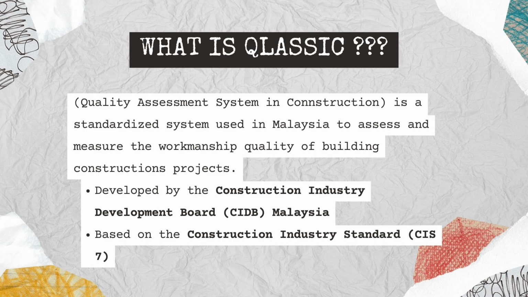So for today, we are going to present about our Qlassic assessment. Firstly, what is the meaning of Qlassic? Qlassic stands for Quality Assessment System in Construction. It's a standardized system used in Malaysia to assess and measure the workmanship quality of building construction projects. It is developed by the Construction Industry Development Board (CIDB) Malaysia and is based on the Construction Industry Standard CIS 7.